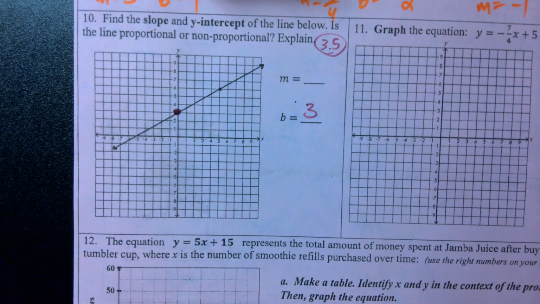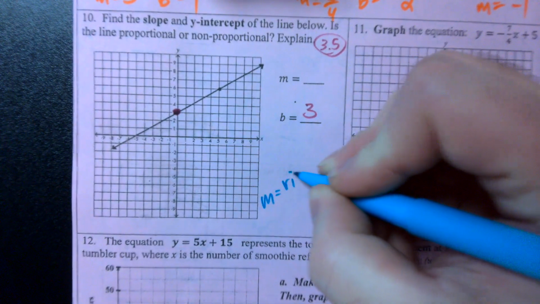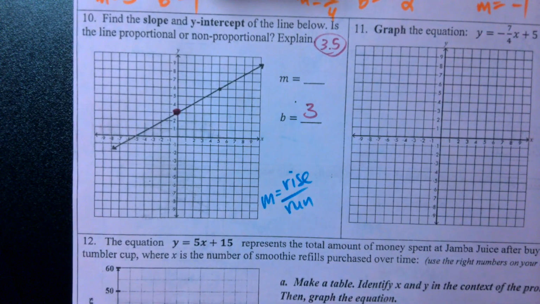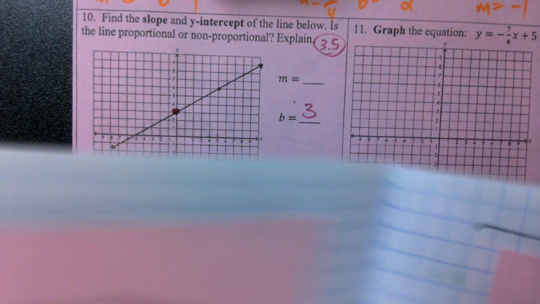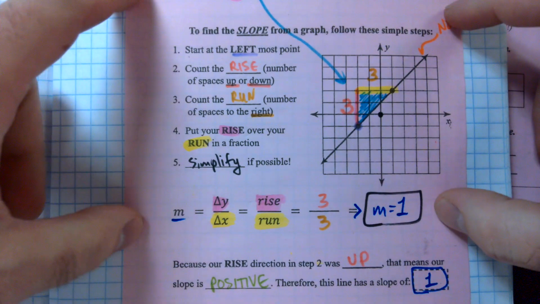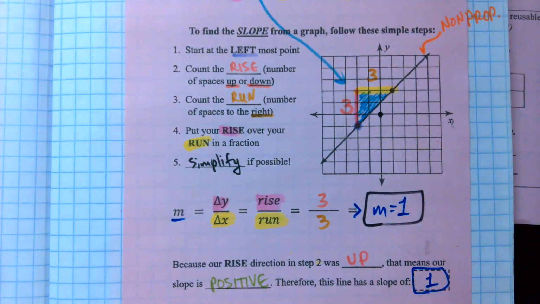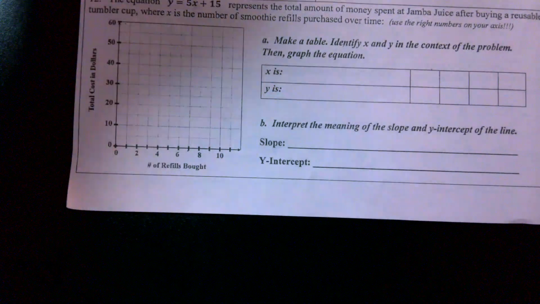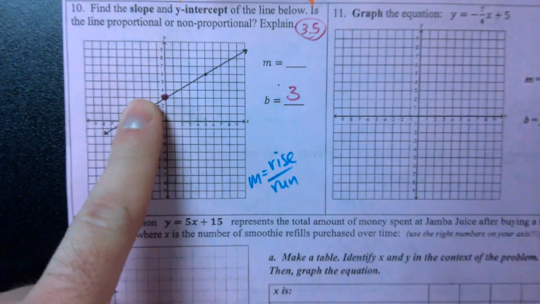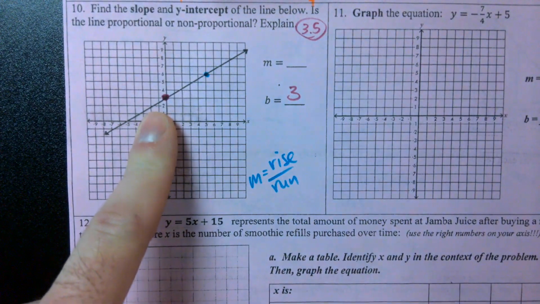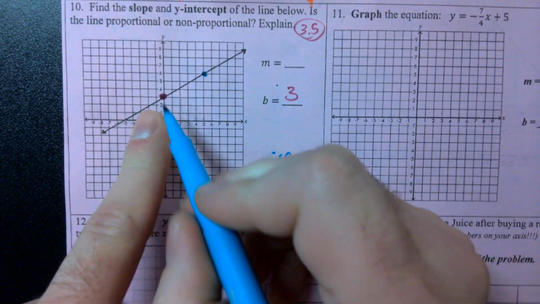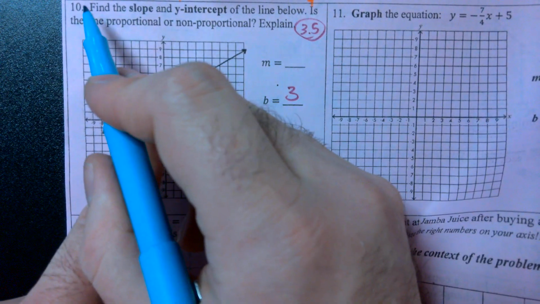Finding M is a little bit trickier. Normally we know M is y over x, or my change in y over my change in x, but when I have a graph specifically, what do I want to use? Rise over run. And again, in 3.5, I have step-by-step directions telling me exactly how to find this slope. So, do I want to start on this left point or this right point? Left. I want to start on the left, just like I'm reading a book, okay? Or if I'm reading this sentence, I start on the left and work to the right.